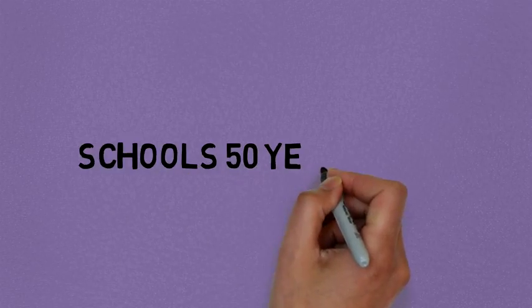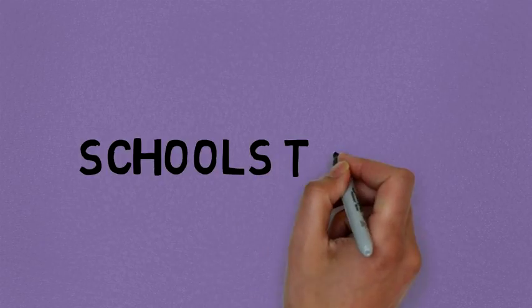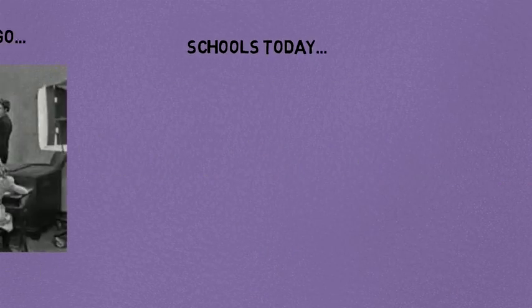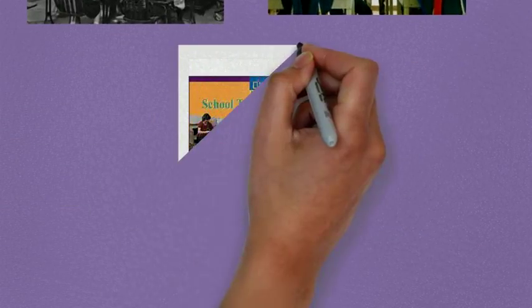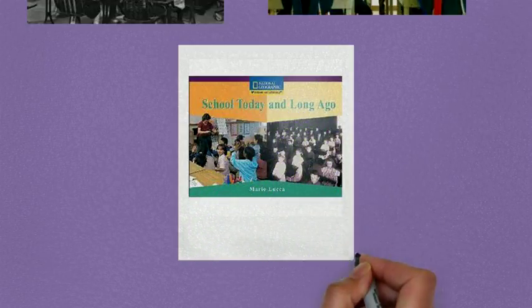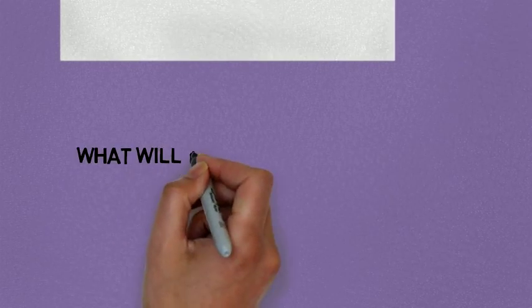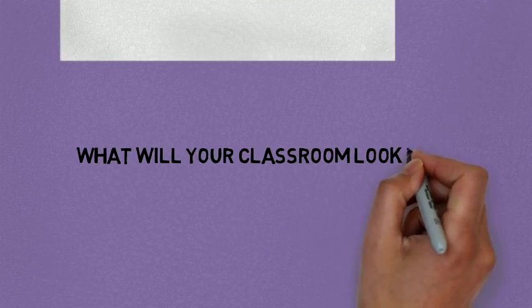Let me show you a classroom from 50 years ago. Now let me show you a classroom that's a little more recent. As you can see, these two pictures do not differ from each other much. And it's our job, looking at these classrooms side by side: what is your classroom going to look like? Are you going to allow it to look like what it's been looking like for the past 50 years?